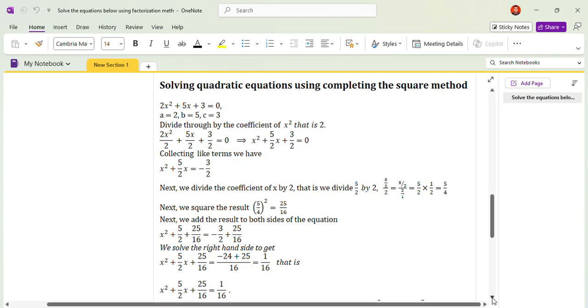Alright, ladies and gentlemen, we continue from where we stopped last time. So today we continue with solving quadratic equations using the completing the square method.